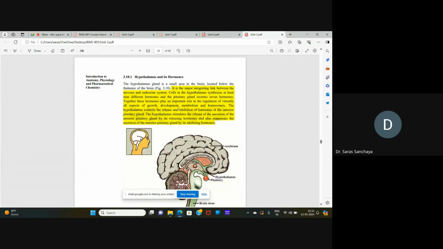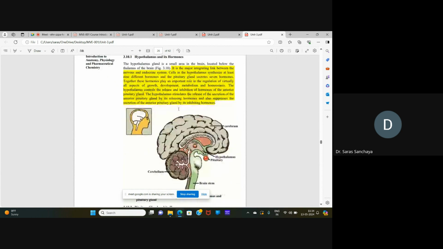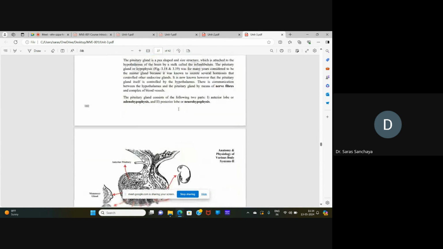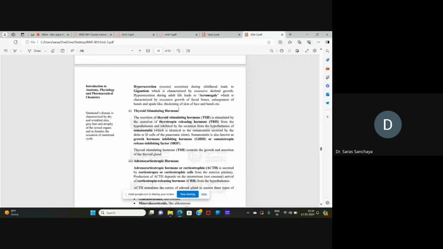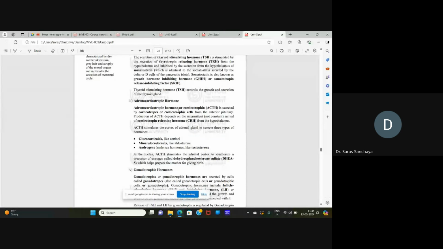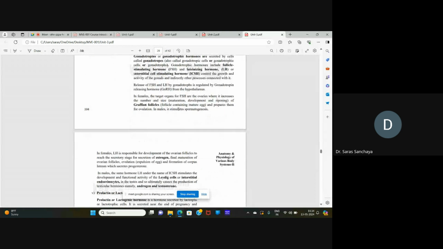The hypothalamus controls the release and inhibition of hormones of the anterior pituitary gland. The hypothalamus stimulates the secretion of the anterior pituitary gland by its releasing hormones, and also suppresses the secretion of the anterior pituitary by its inhibiting hormones. Now there are different hormones and hormone secreting glands.